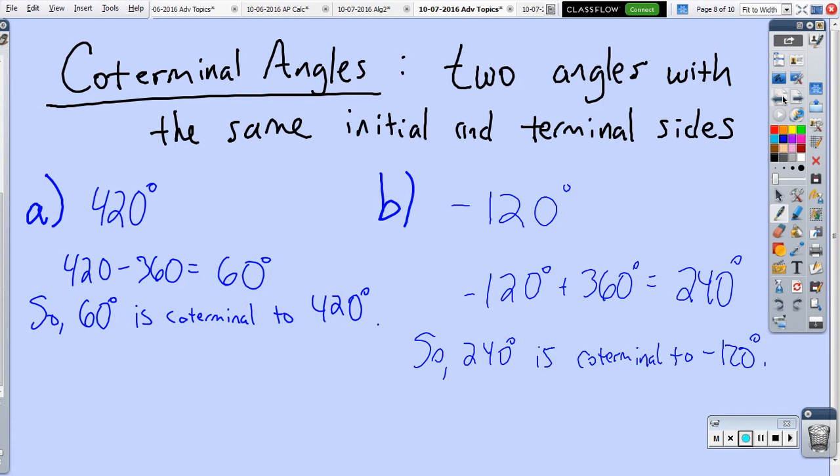Yep. Adding 360 or subtracting 360 will end up at the same place. Now, if they give it to you in radians, you can add or subtract any multiple of 2 pi radians.